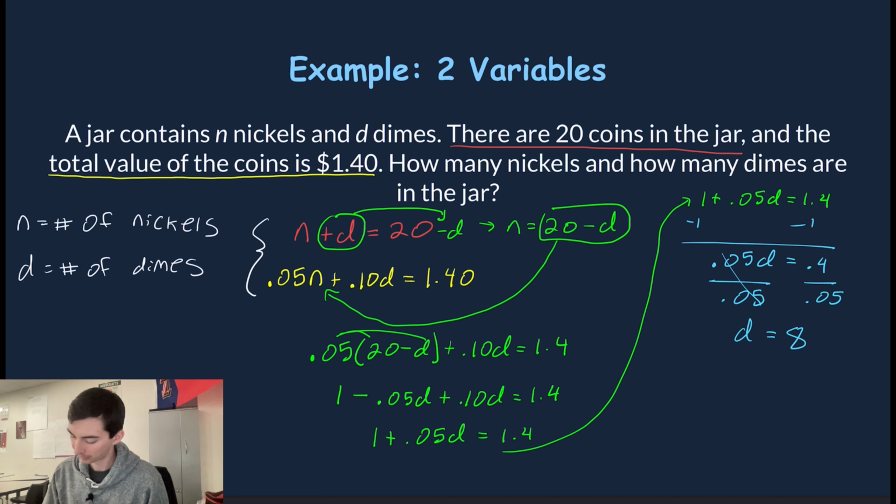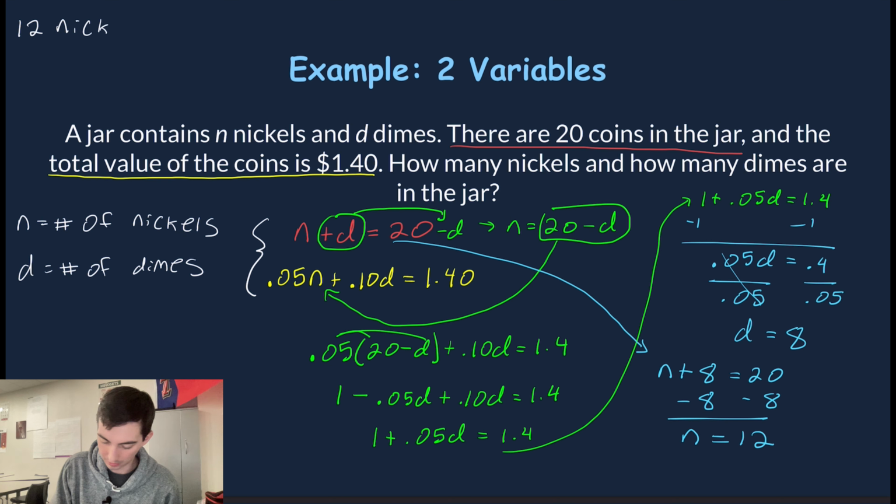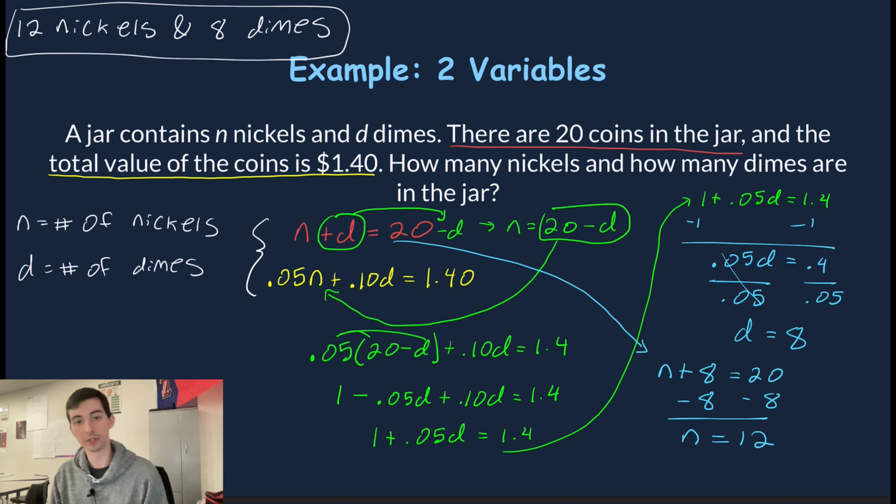Now we can use that to find the number of nickels. So I can plug in n plus, instead of d, I'm going to do 8. This is just this equation, and that's going to be equal to 20. And so to find the number of nickels, all I have to do is subtract 8 on both sides. And n is going to be equal to 20 minus 8 gives me 12. So I'll write it up here. We have 12 nickels and 8 dimes.